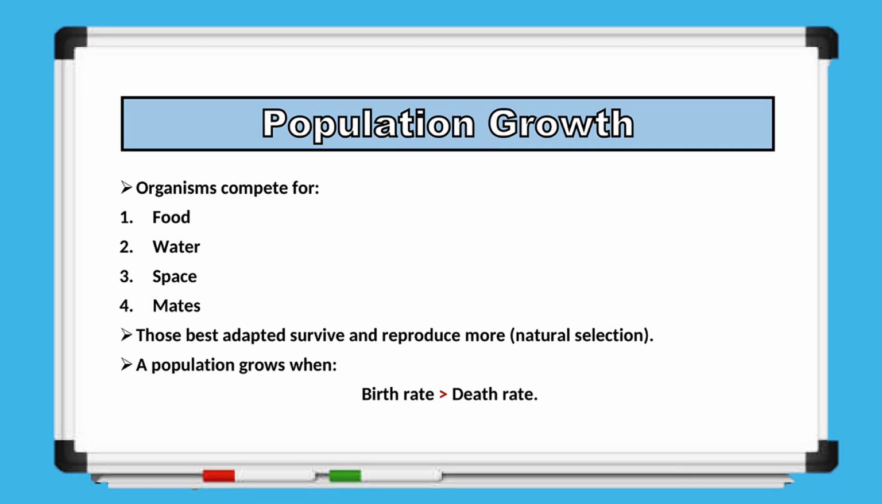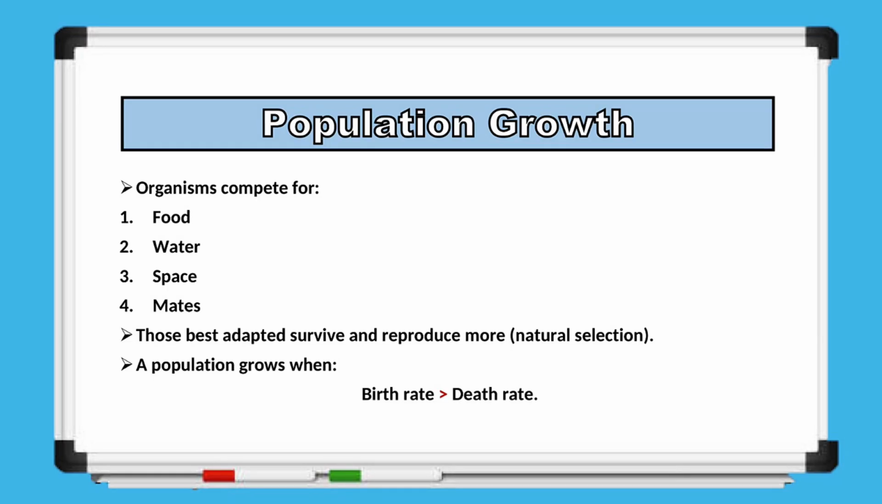In every ecosystem, organisms compete for essential resources that are necessary for survival and reproduction. These resources include food, water, living space, and mates. Since these resources are limited, not every individual can obtain everything it needs. The organisms that are best adapted to their environment are more likely to survive, reproduce successfully, and pass their beneficial characteristics to the next generation. This process is known as natural selection. A population increases in size when the birth rate is greater than the death rate. In other words, when more individuals are born than die over a given period, the overall population continues to grow.